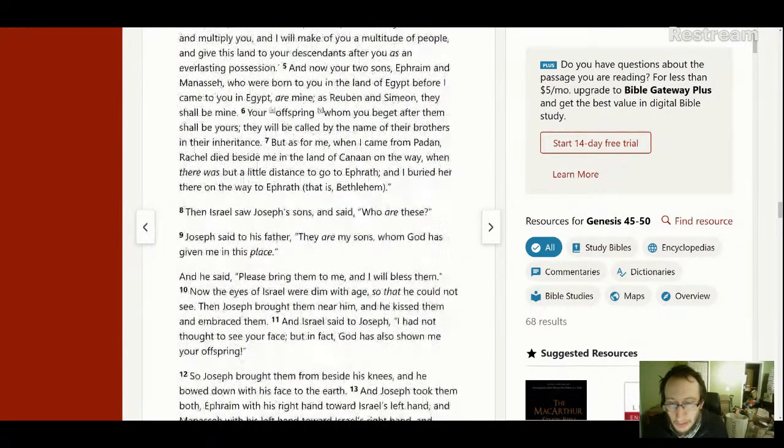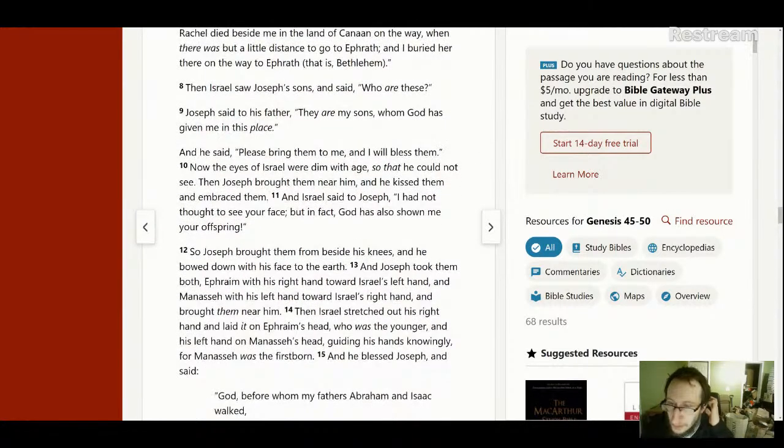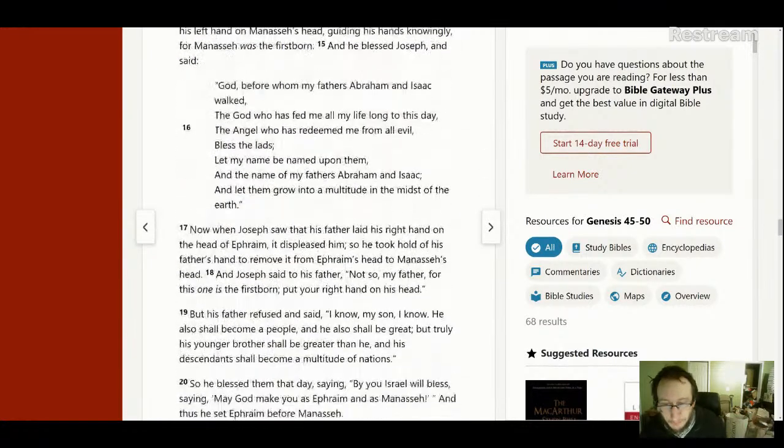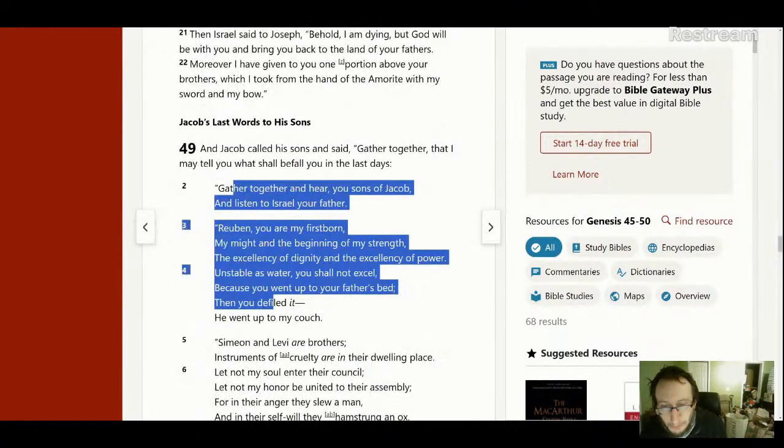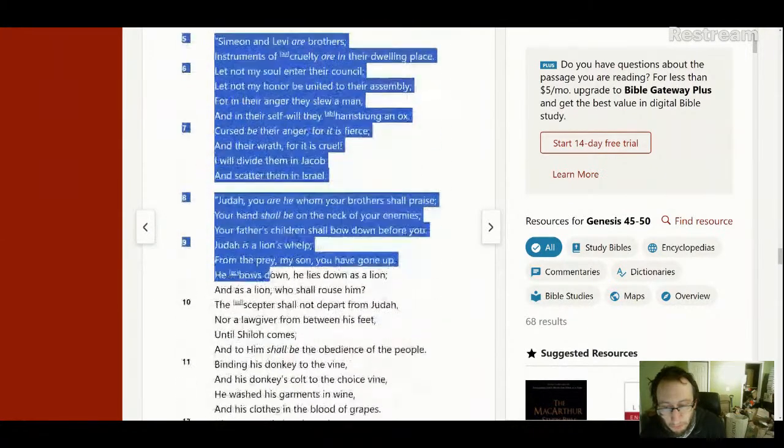Then Jacob, or Israel, saw Joseph's sons. He said, "Who are these?" Joseph said, "These are my sons whom God has given me." And then Jacob says, "Please bring them to me and I will bless them." So then Jacob blesses Ephraim and Manasseh. So this is separate from Jacob's blessing or teaching to his 12 sons.